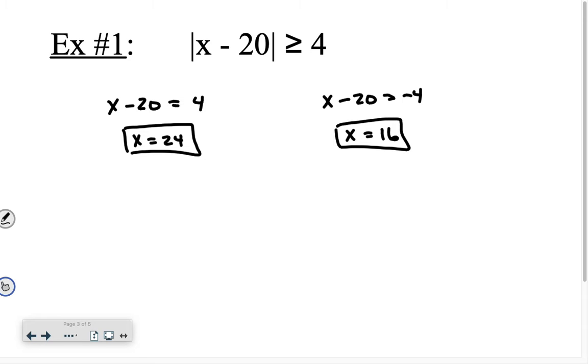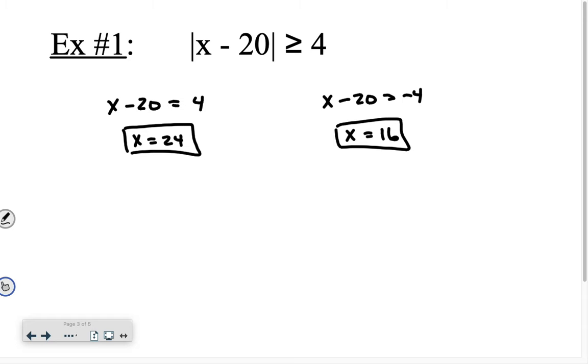And I say critical points, here's why. Let's say I plug 16 back in. 16 minus 20 is negative 4. Absolute value of negative 4 is 4. Is 4 greater than or equal to 4? Yeah. So these are the points where they're equal to 4. These are the 2 points where it's equal. Now we have to add in the inequality part of things.